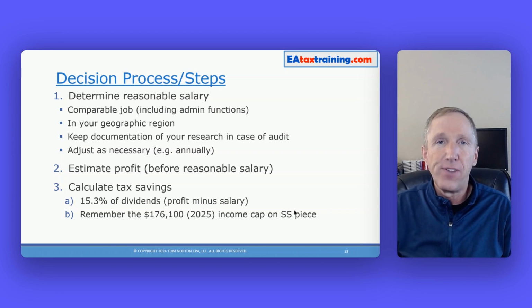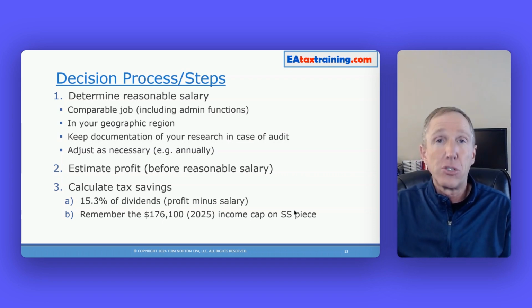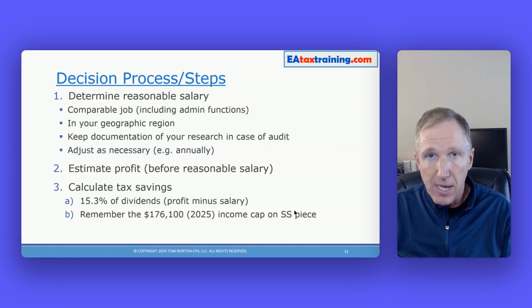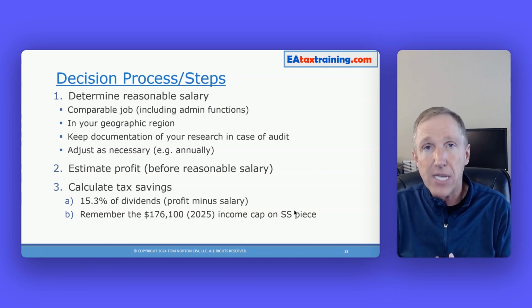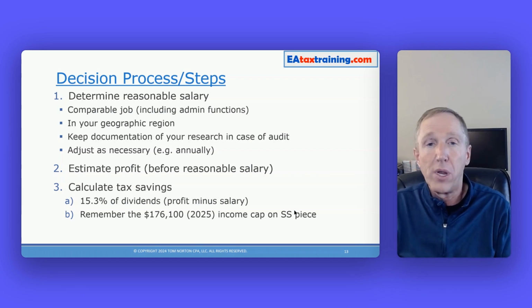And the savings is 15.3% of the dividends piece. So the dividends is your total profit minus your salary. So in the example we did, the total profit was $100,000. The salary is $40,000. So the dividend piece was $60,000. So the savings is that $60,000 times 15.3%.